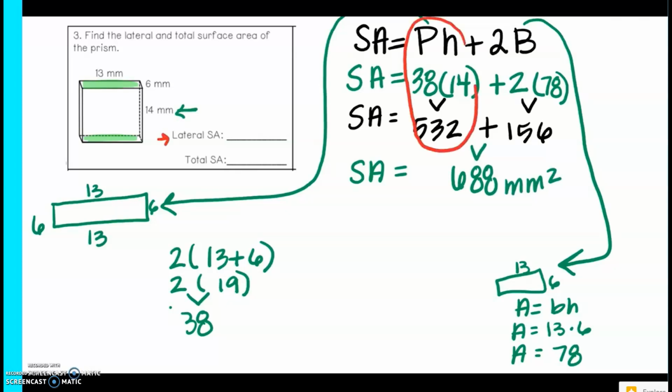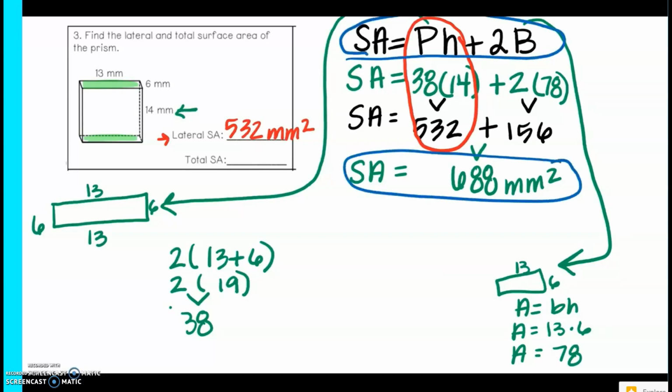Now, when I look for my lateral surface area, it's in my total surface area. It's that section, and it's 532 millimeters squared. Now, my total surface area is going to be the entire formula, which is surface area equals 688 millimeters squared. I decided to do one formula and just pull out the pieces. It's really up to you how you prefer.